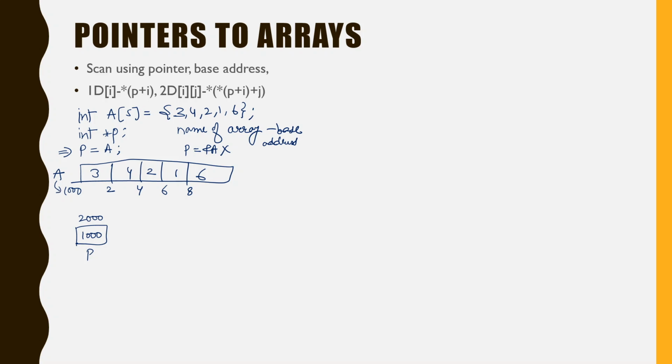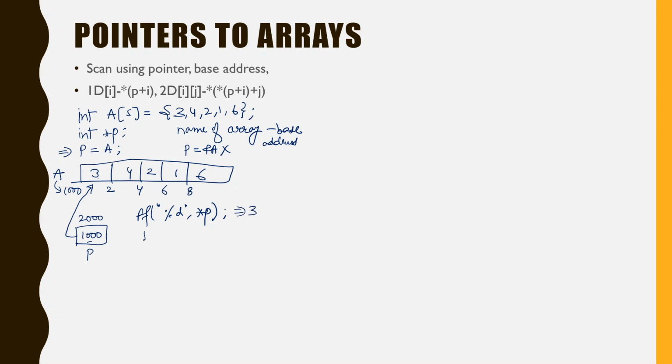Now p starts pointing to the first element of the array. Suppose I do printf percent d, and I print pointer p. What does it mean? Printing pointer p means I want to print the value at the address in p. The address in p is 1000, and the value at 1000 is 3. At 1000 means the complete memory location, 1000 and 1001, and the value at that place is 3. So this will get printed as 3.